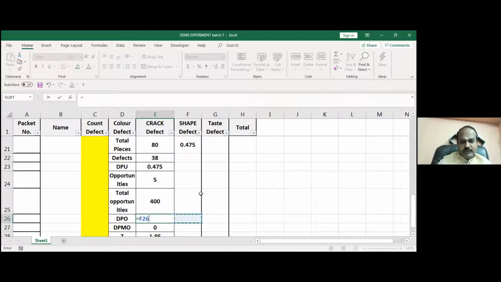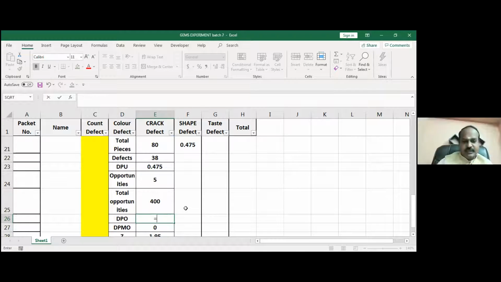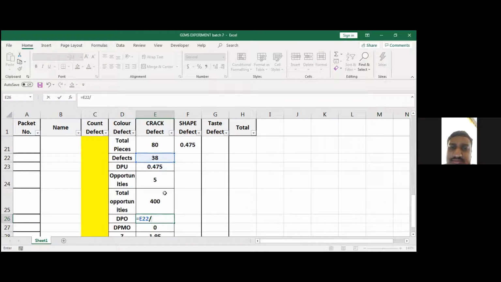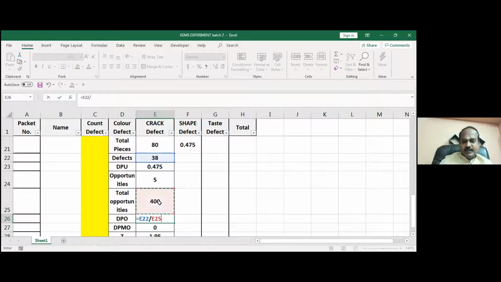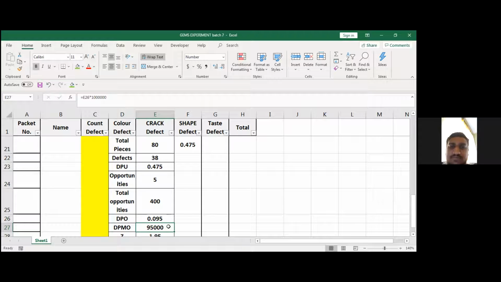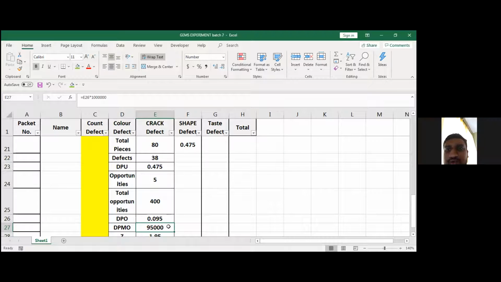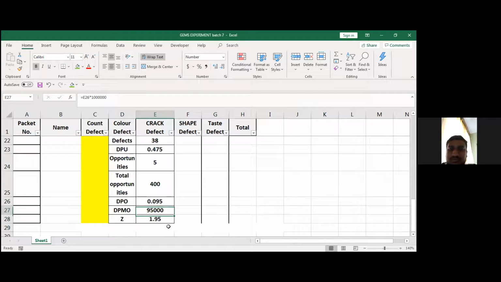Defect per opportunity is equal to defects upon total opportunities. Very good. So equal to defects. How many defects? 38. Upon total opportunities, how much? 400. Beautiful. So defect per opportunity is 0.095. If defects per opportunity is 0.095, what is DPMO? Multiply by 10 power 6. Yes. So what is the DPMO we are getting? 95,000. For 95,000, the sigma level we have to check.